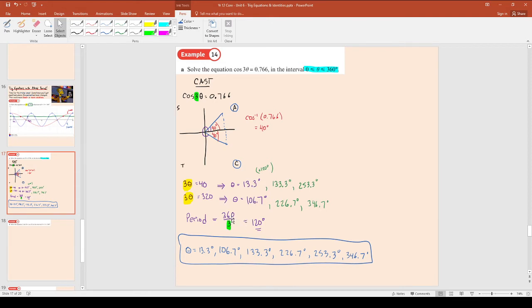And so we figured out that the period was 360 divided by 3, because we're fitting 3 of them in where we'd normally fit 1. That means the period was 120. So you added 120 onto your first principal solution to get that, then 120 again to get that, but then 120 more put us out of the range, so we weren't interested in that.